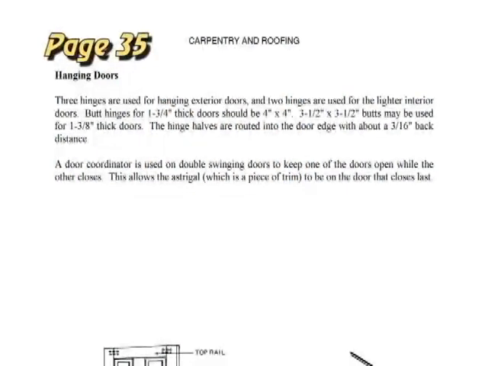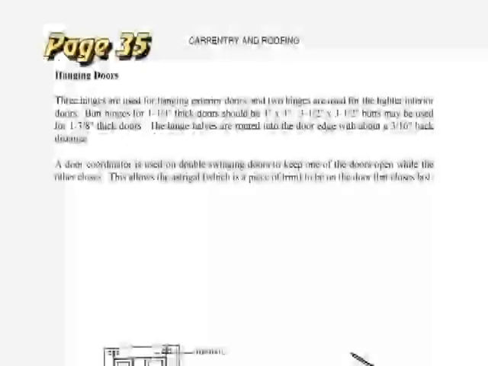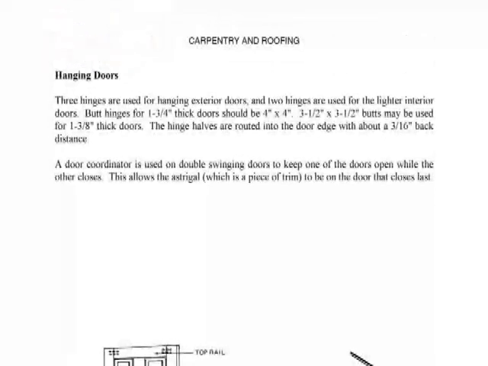Flipping over to the next page, hanging doors. I want you to highlight this first sentence. 3 hinges are used for hanging exterior doors, and 2 hinges are used for the lighter interior doors. Let's highlight that. Read through the rest of that, and let's flip over to the next part, stairwell framing.